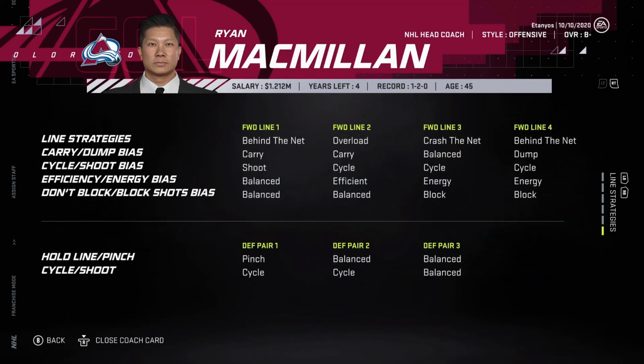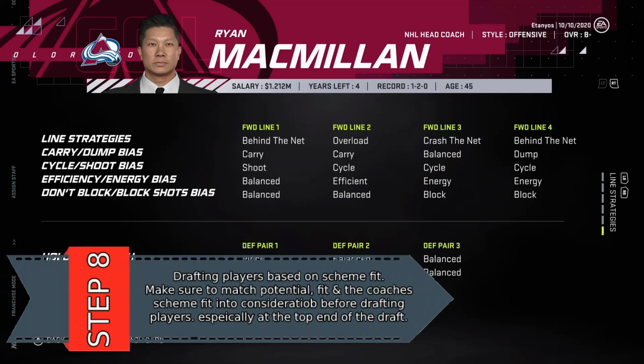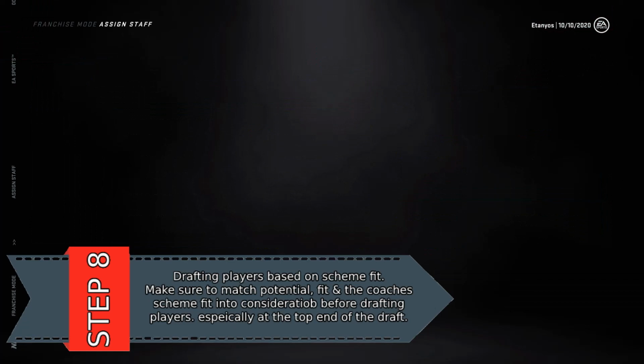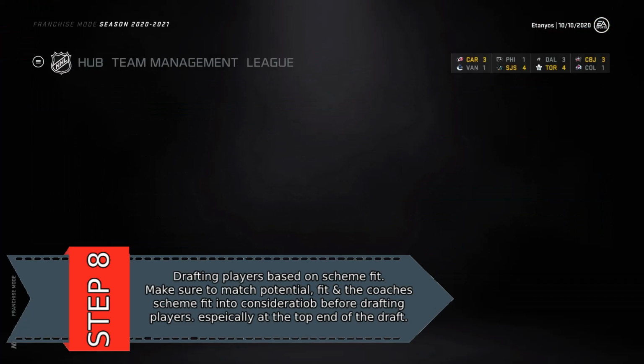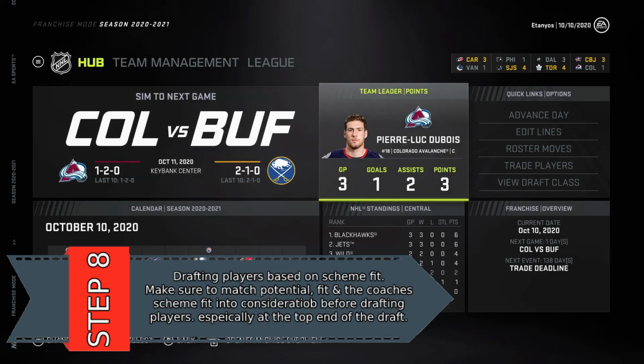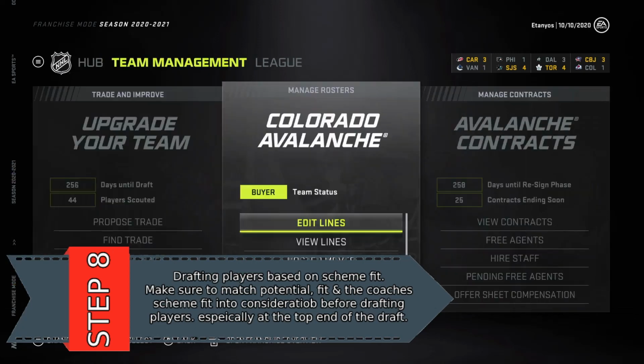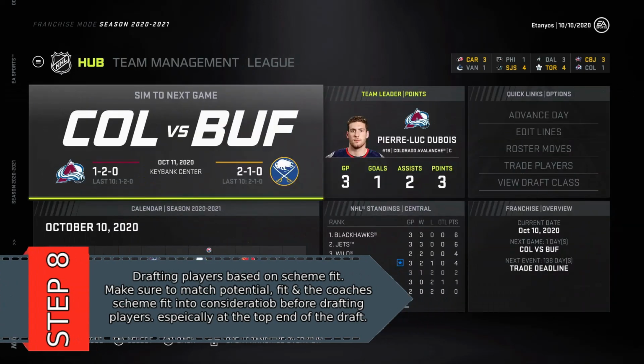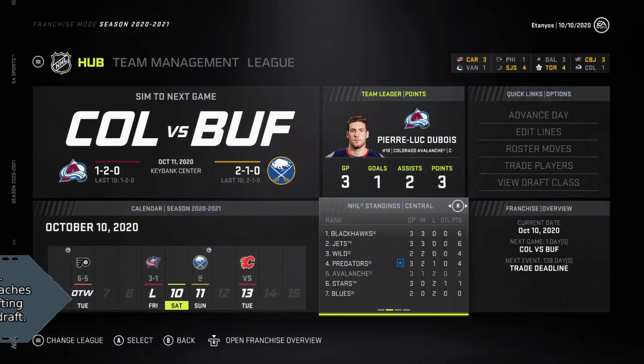So behind the net, dump cycle energy block is probably the closest to a dump cycle balance block that Ratty has. So he would be a 4th line fit for this team, which makes no sense when you're looking at a 2nd overall player. You want your top end players to fit the top lines on your team. And then when you're looking into later rounds, again, just make sure that the chemistry fits with your current coach.